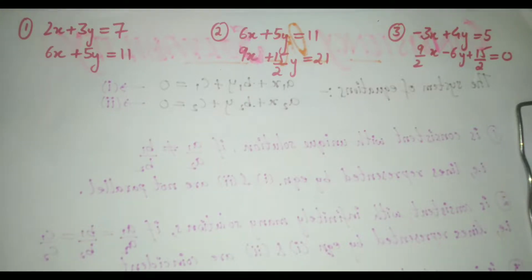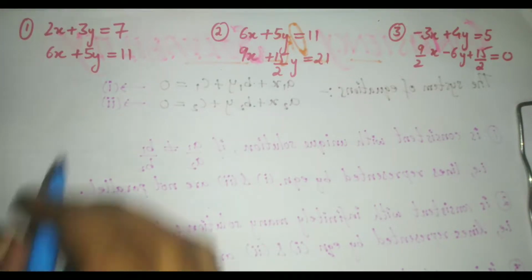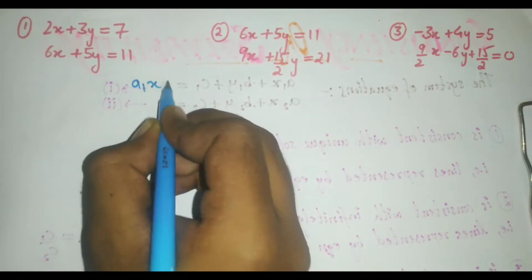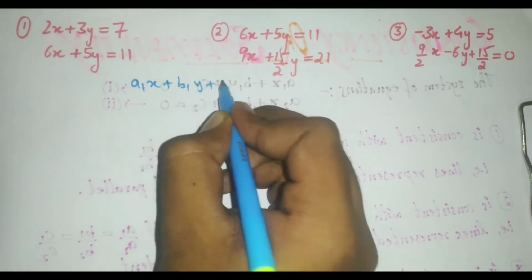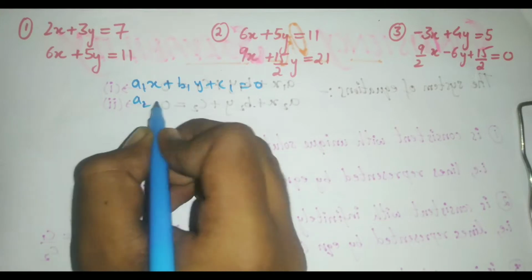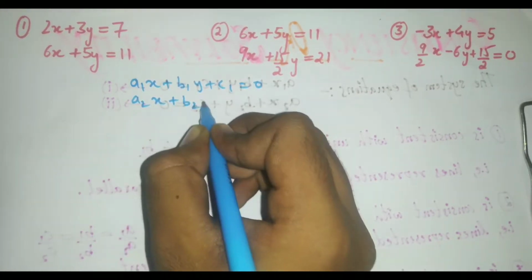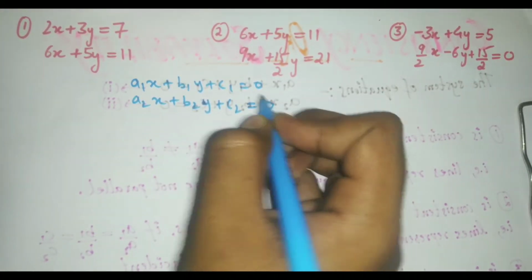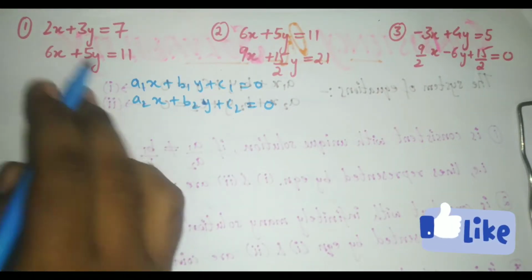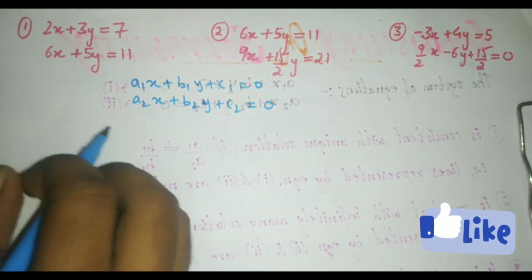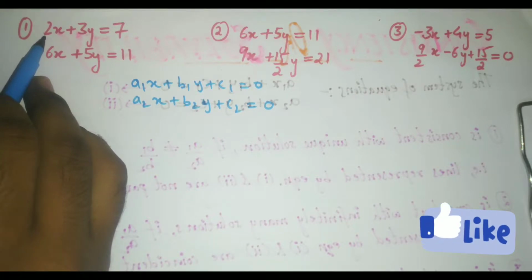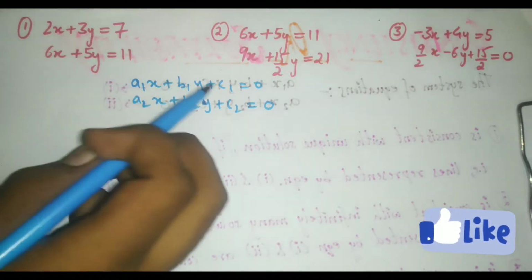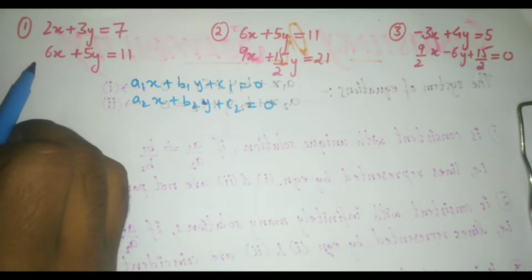Starting with the first problem: 2x plus 3y equal to 7, 6x plus 5y equal to 11. You have to remember one thing: it should be in the form a1x plus b1y plus c1 equal to 0 and a2x plus b2y plus c2 equal to 0. So you have to check whether it is in this form or not. Now we can say a1 is nothing but 2, b1 is 3 and c1 is 7. And what about this one?